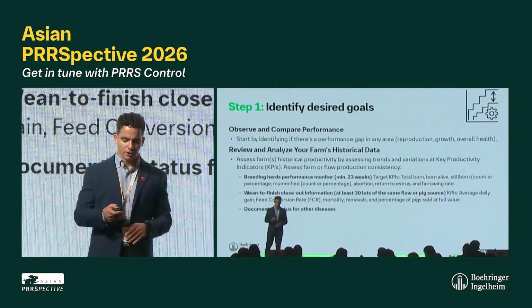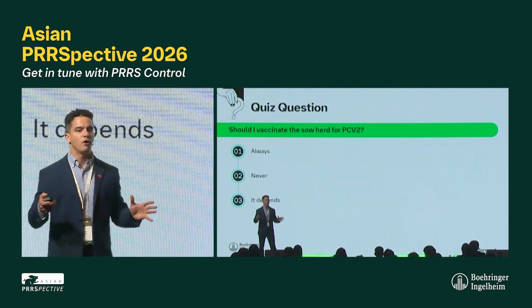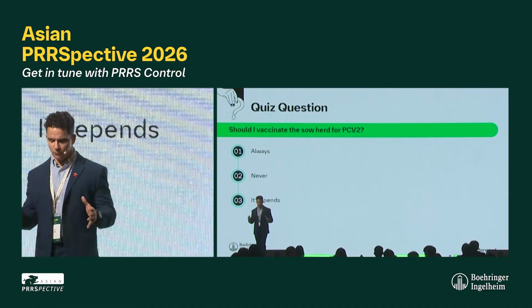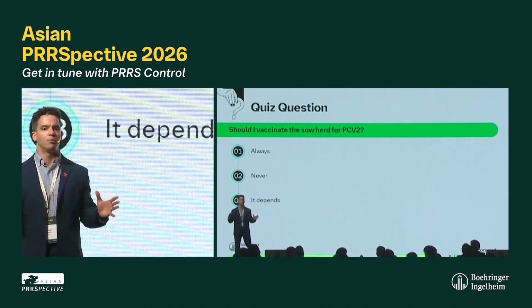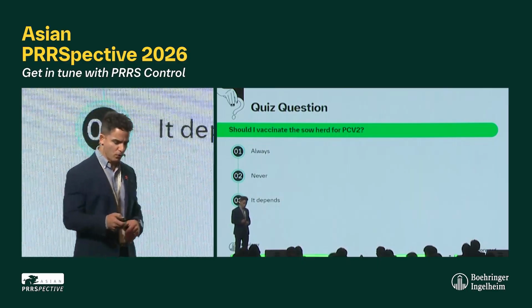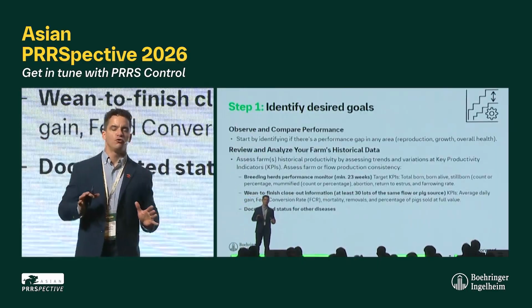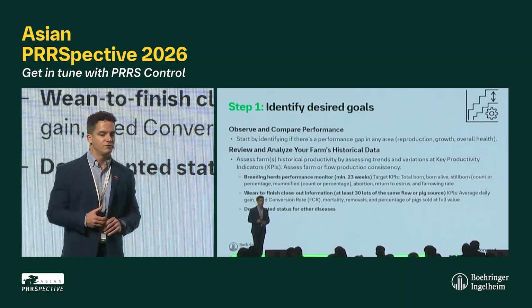But we are going to be talking about sow vaccination as well, what we would be referring to as a whole herd approach for PCV2 control. So this is what this is going to be about. So step 1, you're going to identify your desired goals.